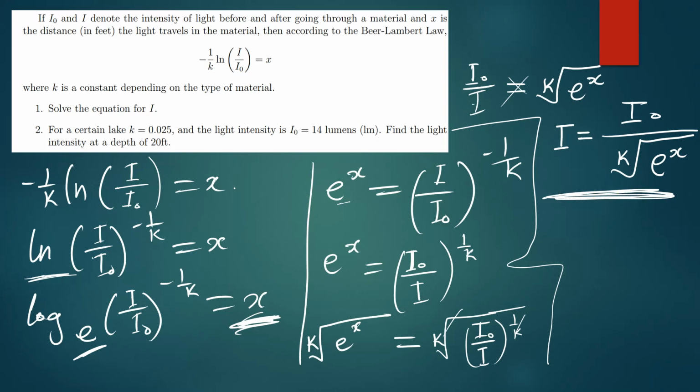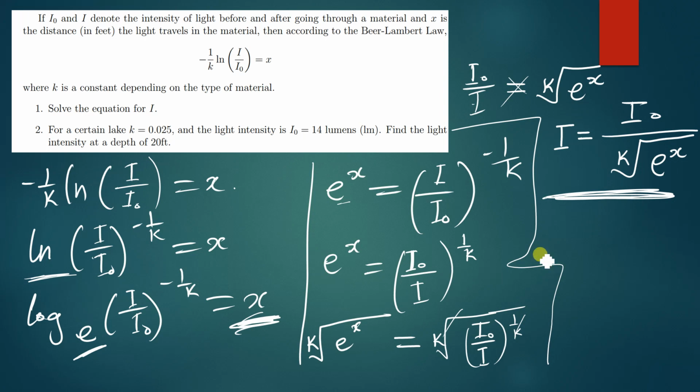And then we move on to the second part of the question, which says for a certain lake, k is equal to 0.025 and the light intensity I naught is 14 lumens. Find the light intensity at the depth of 20 feet.